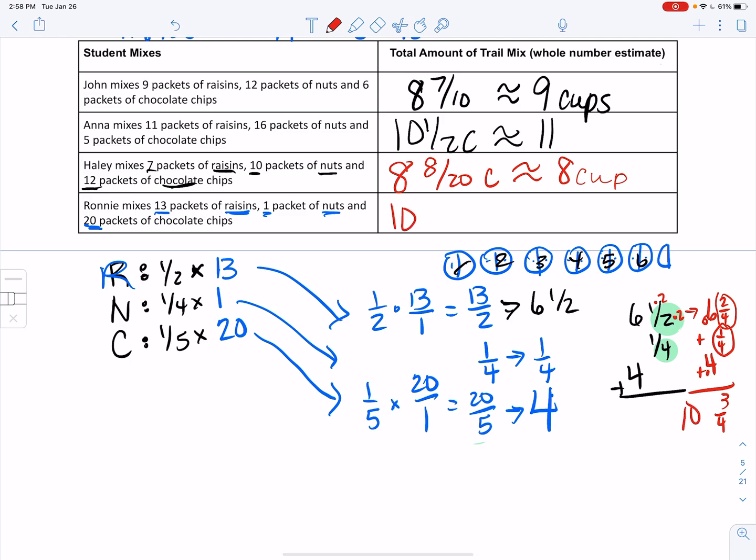So she has 10 3/4 cup, mostly chocolate chips, baby. So she approximately has 11 cups. Lots of work. You are capable of doing it. You have the time that's needed, so use your time wisely and do it. You've got this.